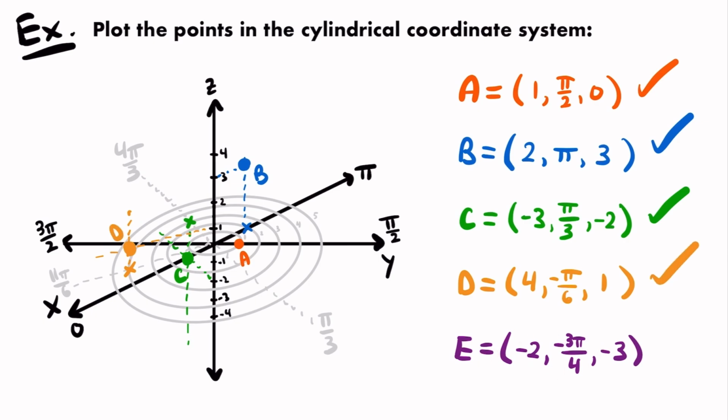Now let's look at our last point, point E. And point E is -2, -3 pi divided by 4, and -3. So the radius is -2, the angle is -3 pi divided by 4, and the z-coordinate is -3. Let's start with the angle. -3 pi divided by 4, we would be measuring 3 pi divided by 4 in this direction. So where would that take us? Well, it's not going to take us all the way to pi, right? Because 3 pi divided by 4 is less than pi. In fact, it will take us 3/4 of the way to pi in this direction.